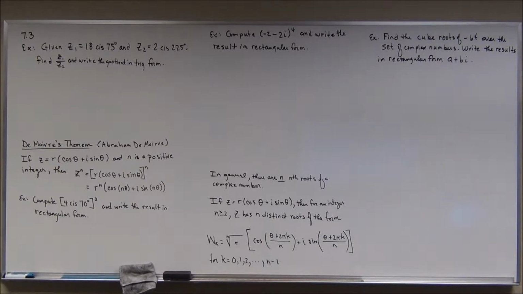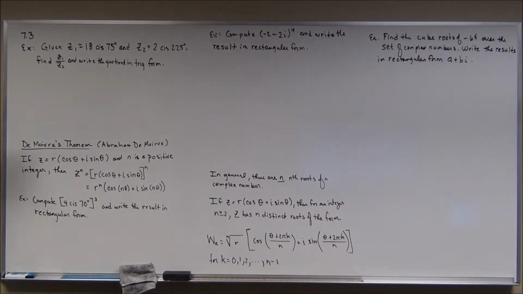Alright, we're back into section 3 of chapter 7. We were looking at imaginary numbers, I should say complex numbers, in polar form, and how to multiply and divide these types of numbers. In the previous video, we did an example of multiplication. Now we're going to do an example of division.